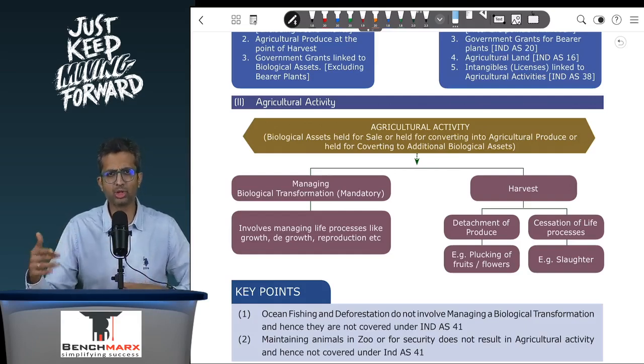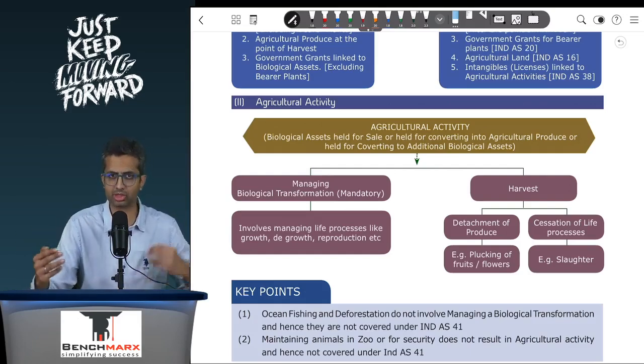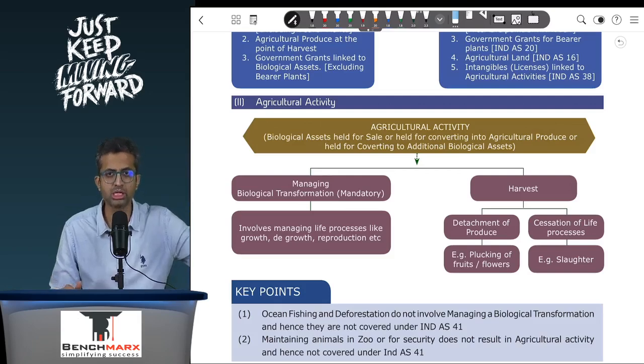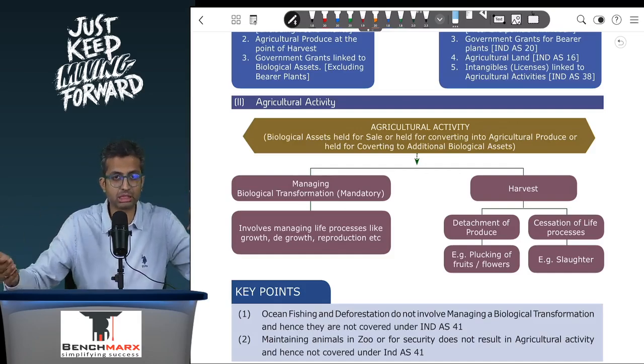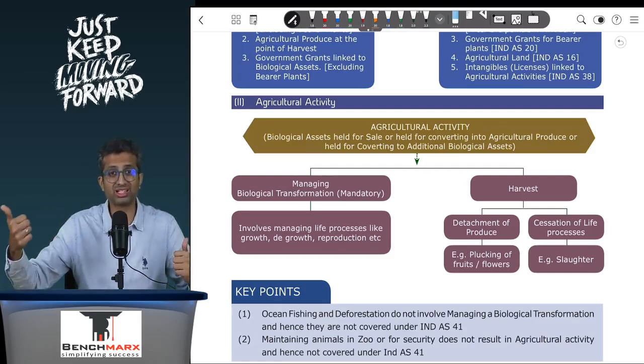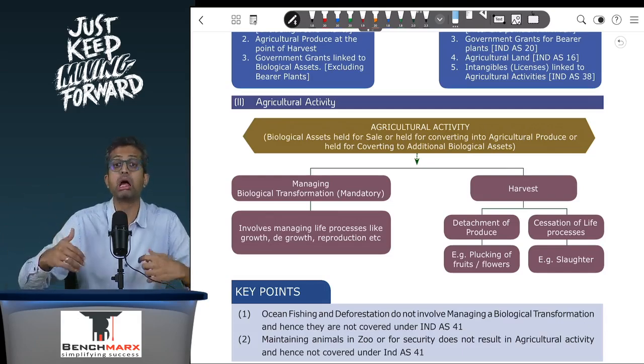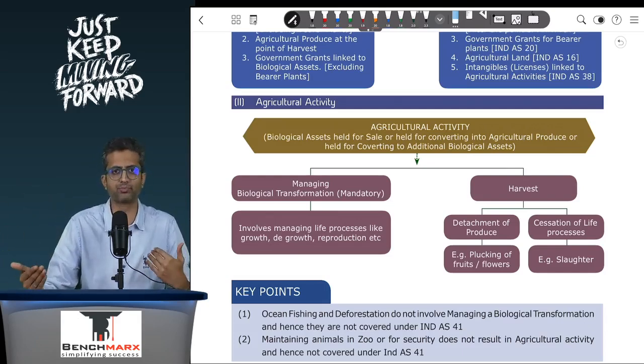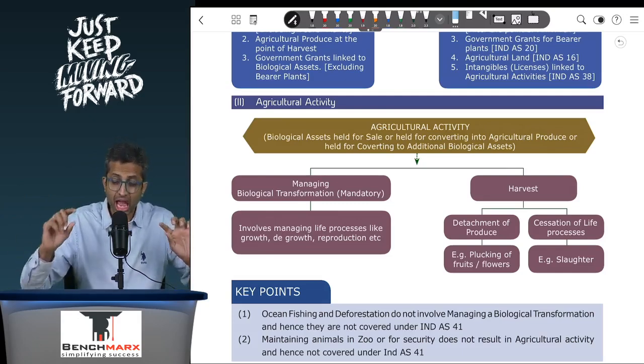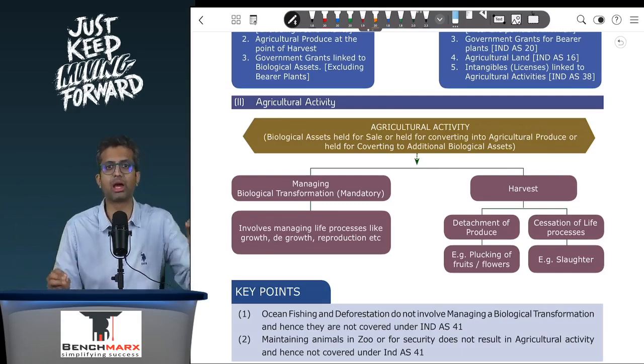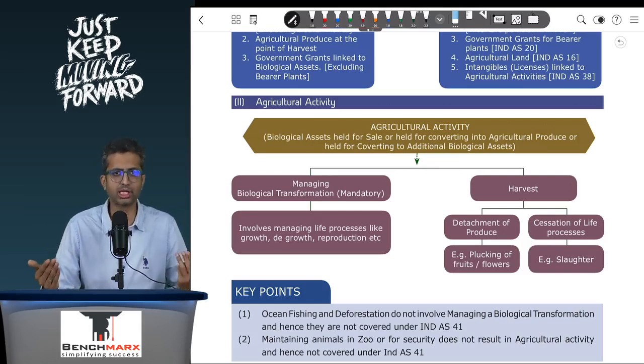Now, merely because you are performing this activity, does that mean you will be covered under Ind AS 41? No, there is a third layer. Layer number one is that there should be living assets, that is, biological assets other than bearer plants. Layer number two is that it should be agricultural activity, which involves biological assets for sale, or for the purpose of converting into additional biological assets or into agricultural produce. And lastly, you should be managing the biological transformation, which involves, let us say, managing the growth, reproduction, degeneration, etc.